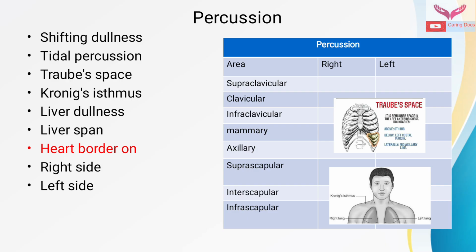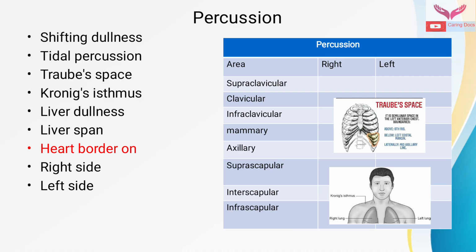Similarly, when we are doing percussion, we have to check for shifting dullness, tidal percussion, drop space, Kronig's isthmus, liver dullness, liver span, heart border on the right side and the left side. Percussion is to be done on both sides, right and left, in supraclavicular area, clavicular area, infraclavicular area, mammary area, axillary area, suprascapular area, interscapular area, infrascapular area.